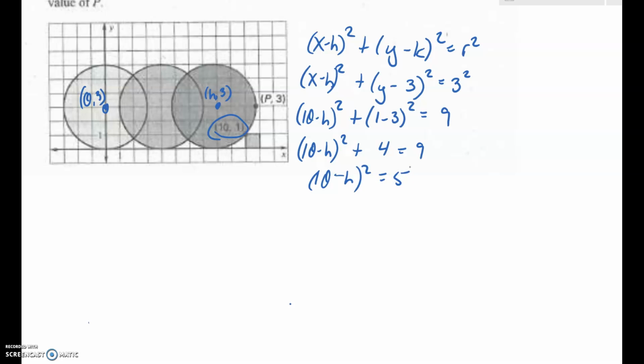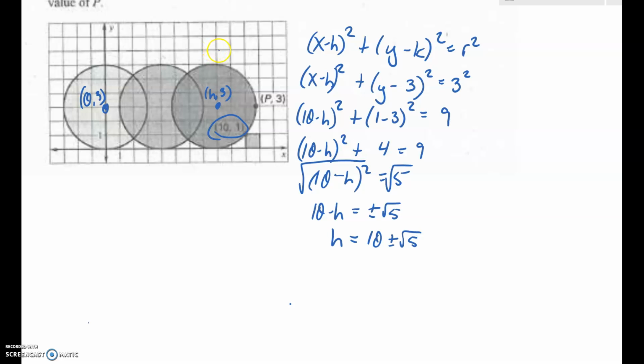Now I could expand out the left-hand side either using FOIL or the distributive property, however you want to think about that, but I could also just take the square root of both sides. Makes things easier. Okay, so I have 10 minus h equals plus or minus square root of 5. And so as I solve for h, I end up with 10 plus or minus square root of 5. Okay, which is great, but remember, that's not what the question was asking for. They were asking for us to solve for the value of p.